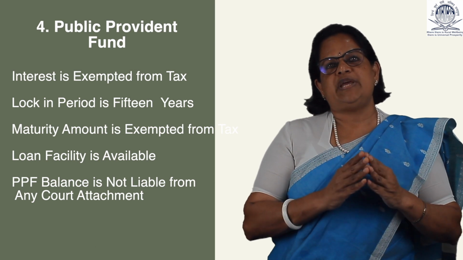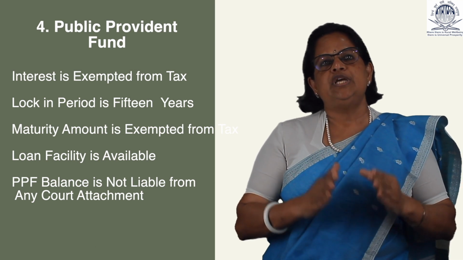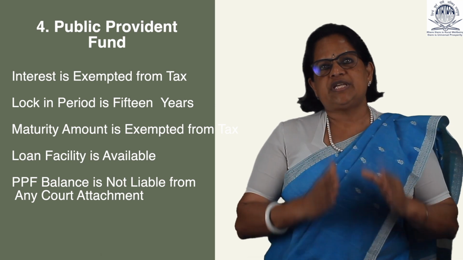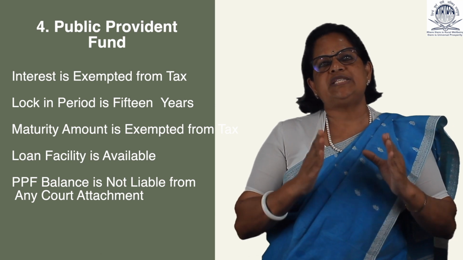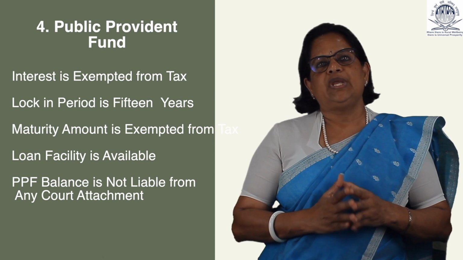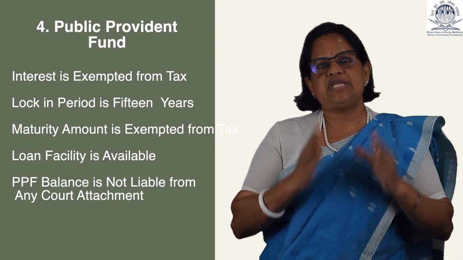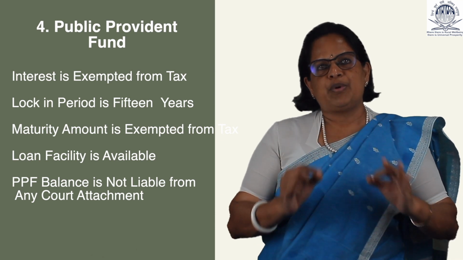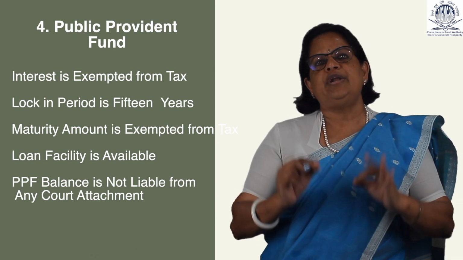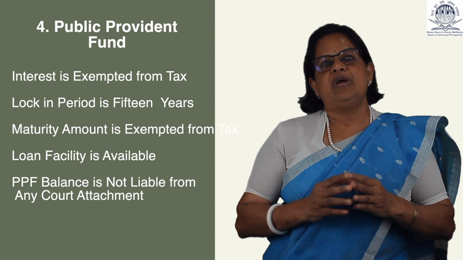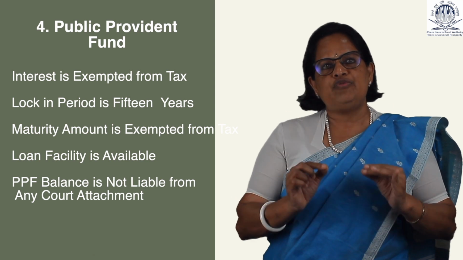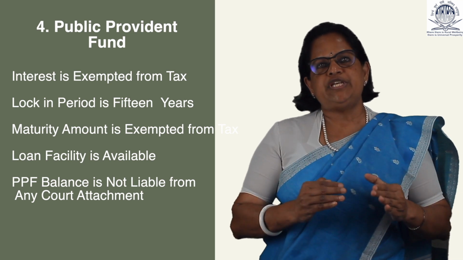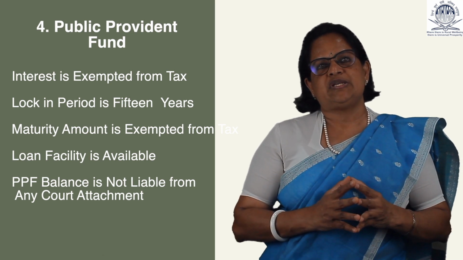Annual subscriptions can be from Rs 500 to Rs 1,50,000. Interest credited to this account is fully exempted from tax. Employees' contribution is eligible for 80C deduction. Public Provident Fund has a lock-in period of 15 years. But partial withdrawal and loan facility is available after 7 years. Maturity amount is exempted from tax.